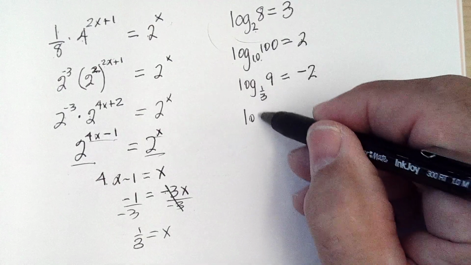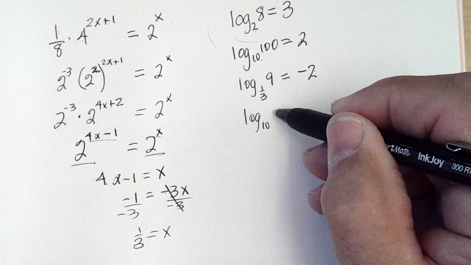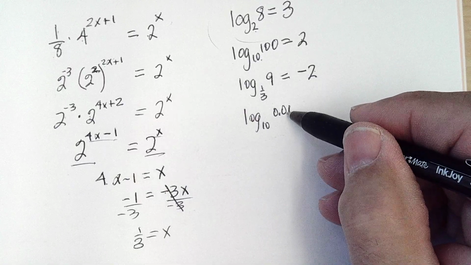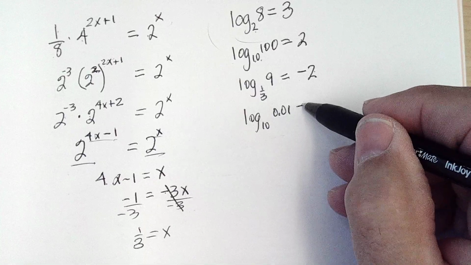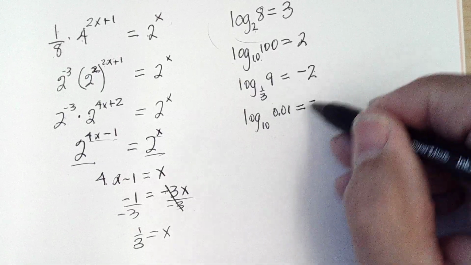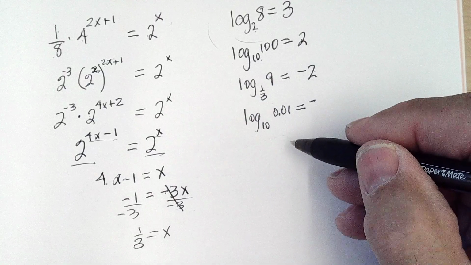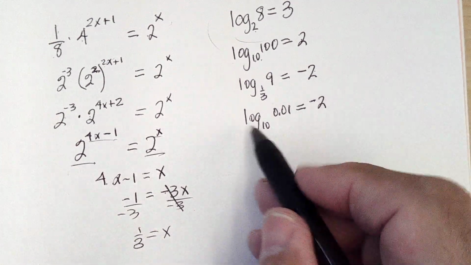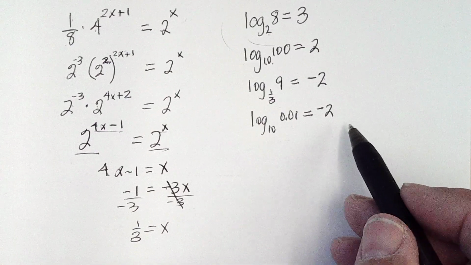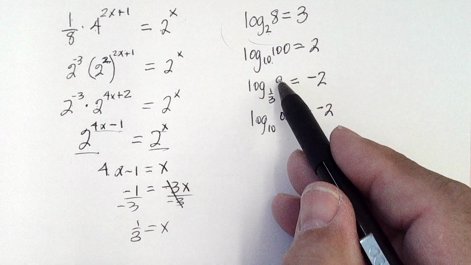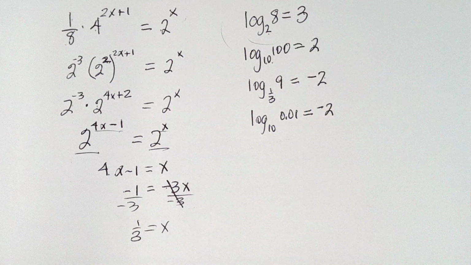To what power would I take 10 to get 0.01, which is 1/100th? Well, I'd have to take negative to make 10 into 1/10, and then to the 2. So those are some common logs, some easy ones to do.